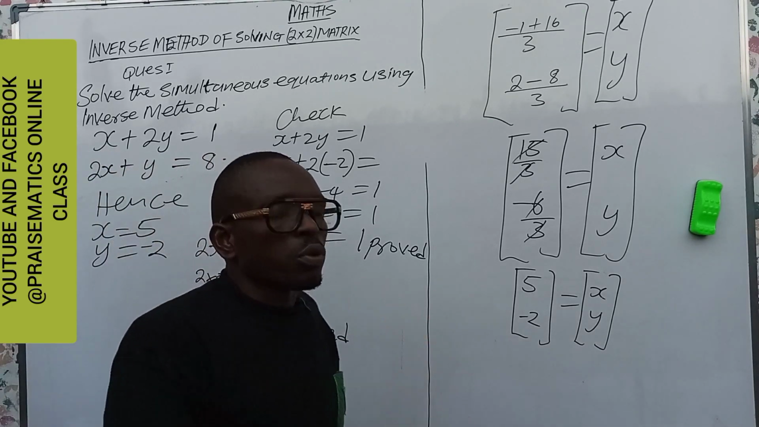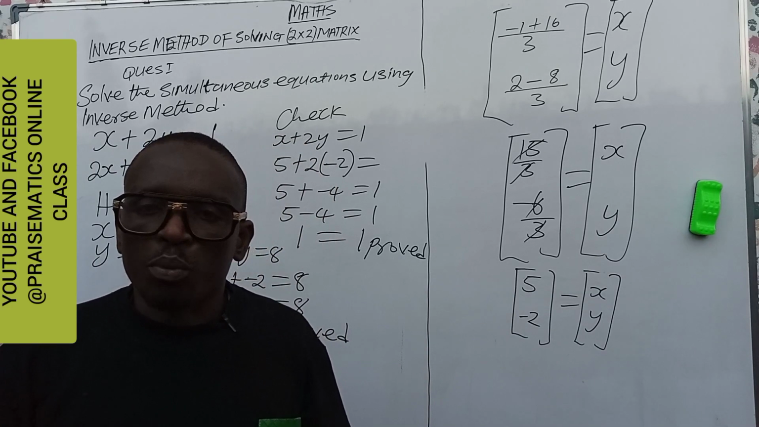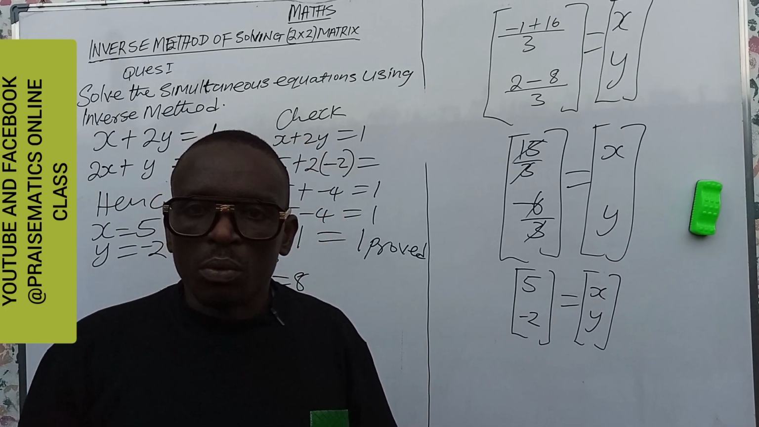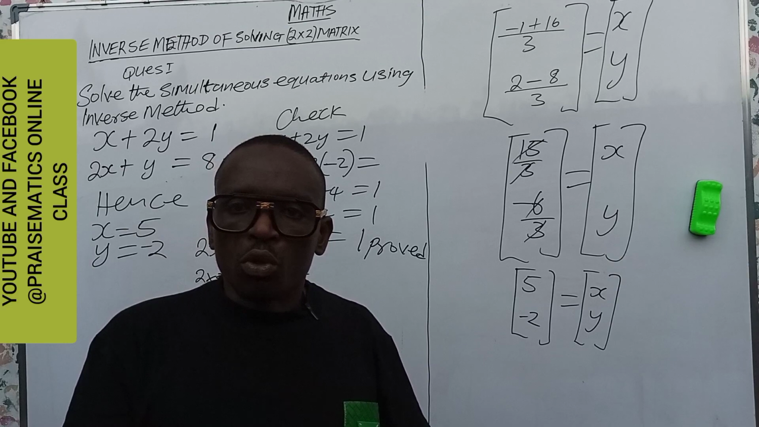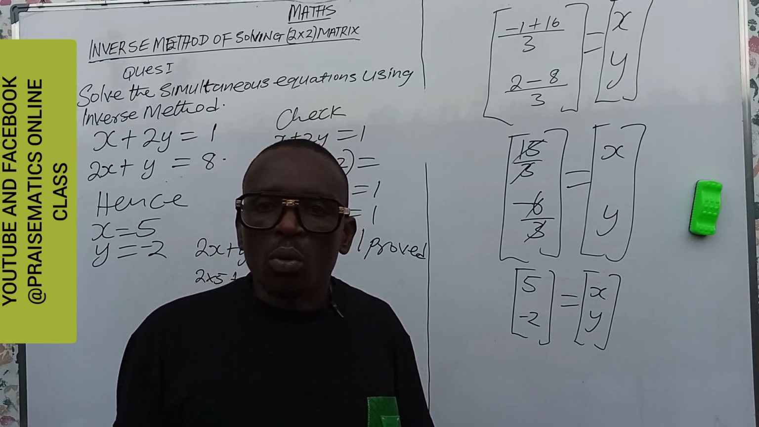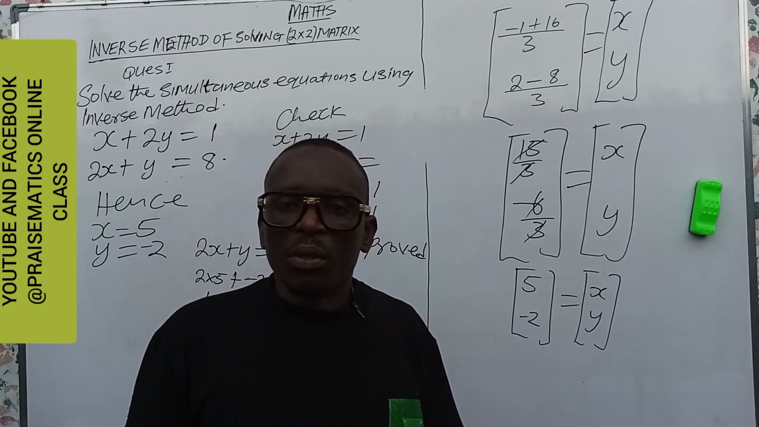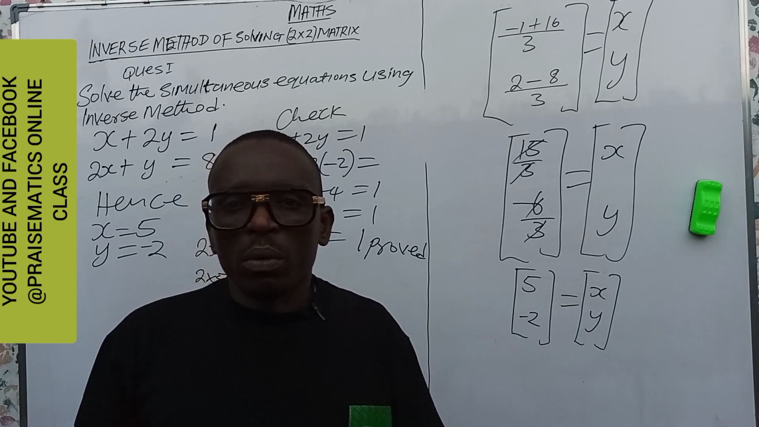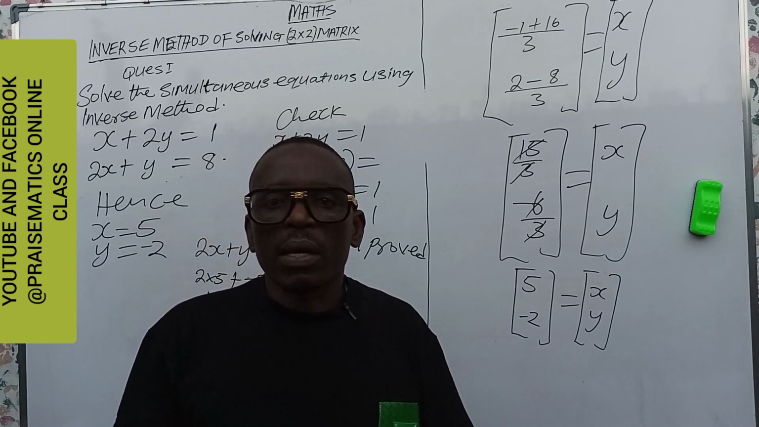So that is how to use the inverse method to solve a simultaneous linear equation of 2 by 2. Irrespective of how the simultaneous linear equation looks, you can use inverse matrices to solve it. You can use Cramer's rule. You can use the Gaussian elimination method. You can use the echelon method. You can use the row reducing method. Any one you can use. It depends on how the examiner asks you the question, and that is how to do it.